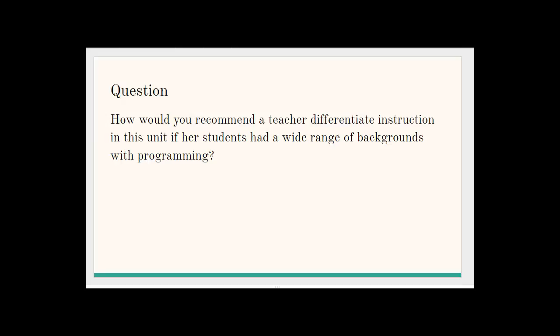I'm going to share some teaching tips for Unit 3 in the Code.org CS Principles curriculum. I'm going to address the following question. How would you recommend a teacher differentiate instruction in this unit if her students had a wide range of backgrounds with programming? Currently, I teach a small class of students. However, the backgrounds of the students are quite varying.